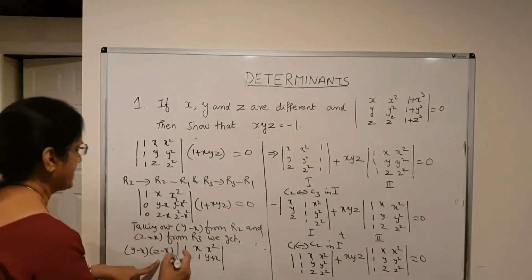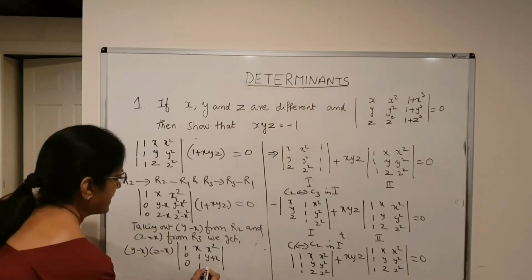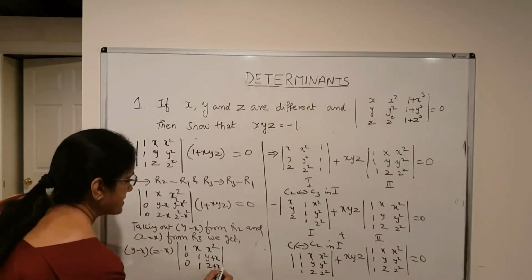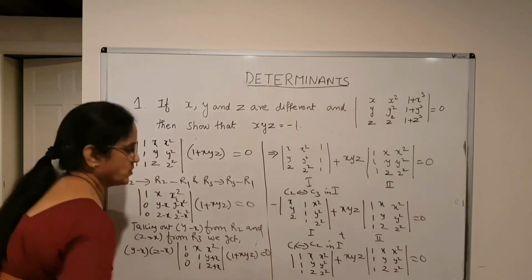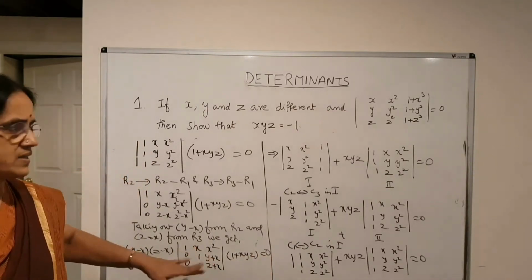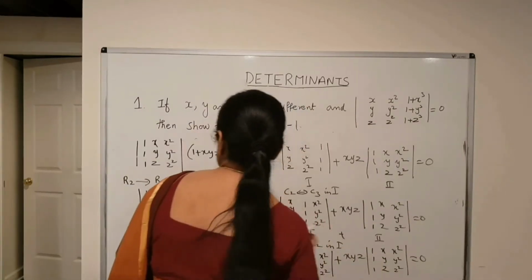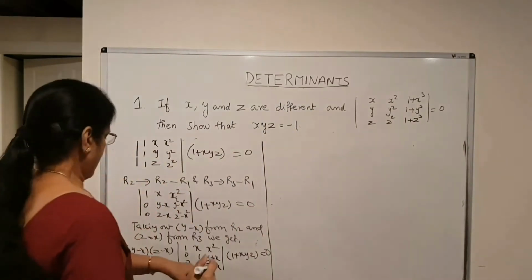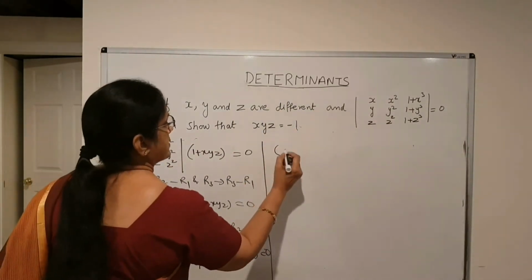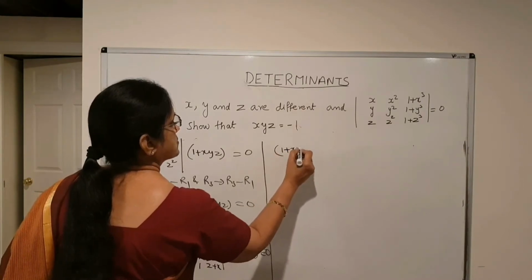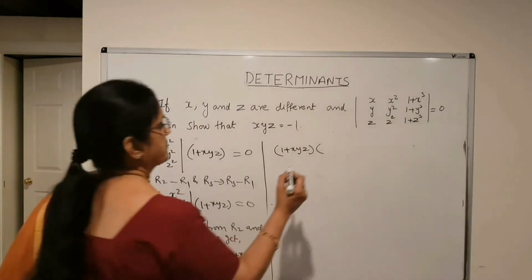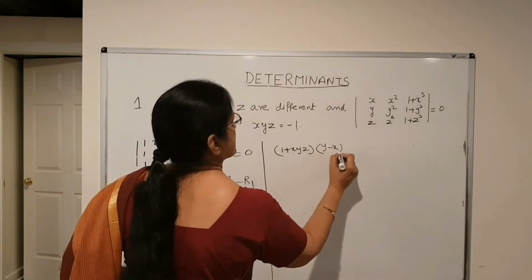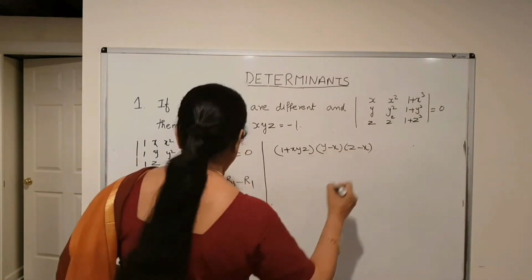So I will be having only 1. Here it is going to be z plus x into 1 plus x, y, z equal to 0. So this is what I am having. This can be written as, so I am writing this as 1 plus xyz into y minus x into z minus x.